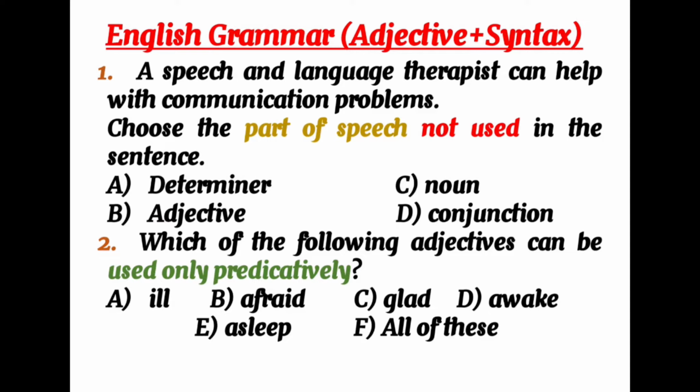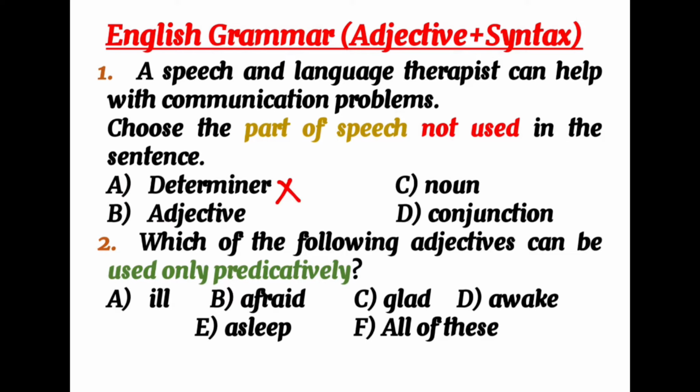So the first question is, a speech and language therapist can help with the communication problems. Choose the part of speech not used in the sentence: determiner, a noun, adjective, or conjunction. Let's analyze the sentence to find the answer. Article, right? This is an article, and articles are categorized as determiners, so determiner definitely cannot be the answer, right?